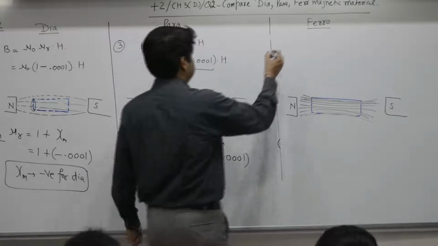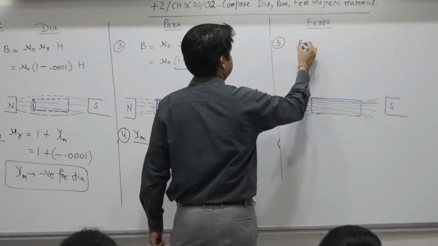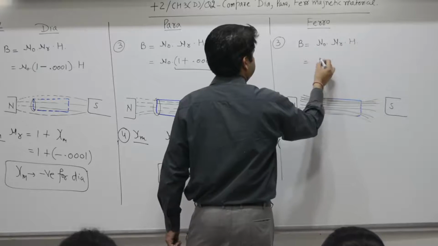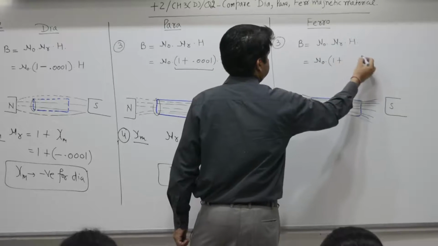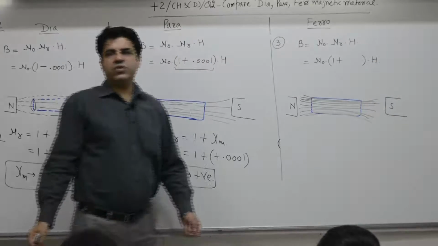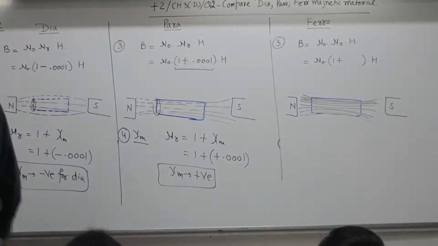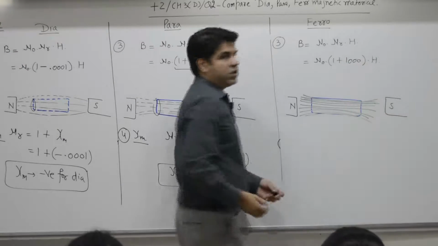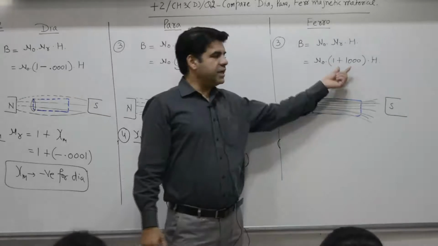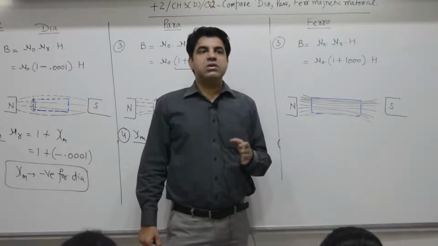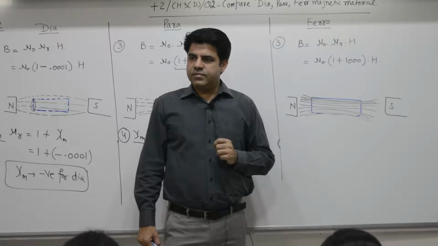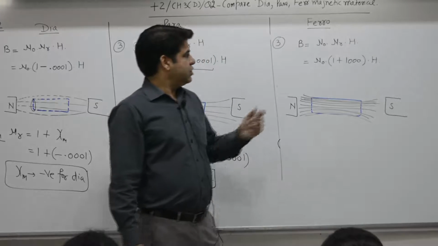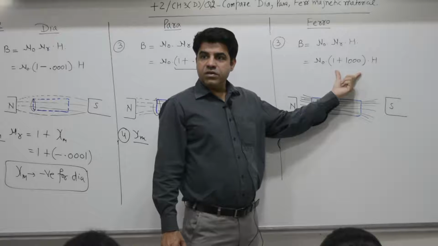Third material, ferromagnetic. B is equal to mu naught mu r into H, iron. And this is what makes the difference. Mu r is of the order of 1000. Whether it is 999 or 1000, or even Japanese core, mu r is 4000. Very expensive, but a very good magnetic material, 4000. So, mu r is of the order of 1000.